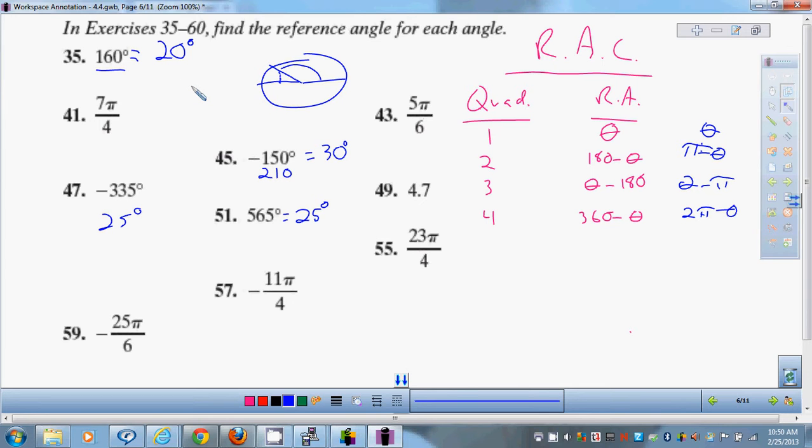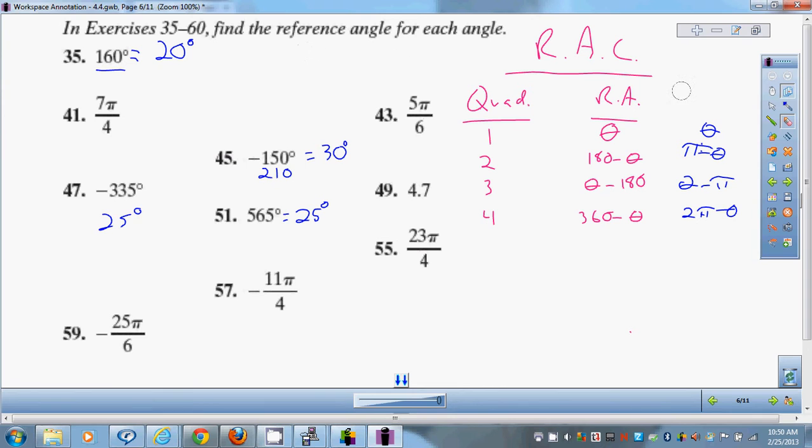Great. 41. Holly, what quadrant is 7 pi over 4 in? The fourth. Therefore, I use which formula? Which would give me what for a reference angle? Very good. 2 pi in terms of fourths is 8 pi over 4, so she subtracted 8 minus 7 and got 1 pi over 4. Very impressive.